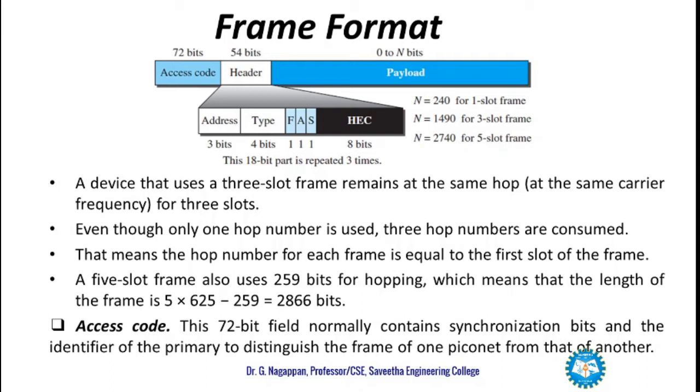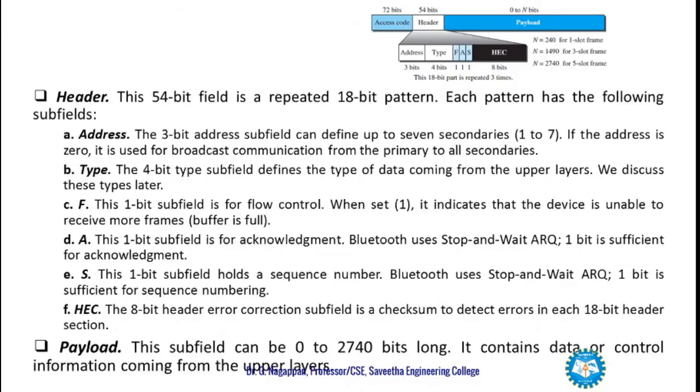So what is the access code? This 72-bit field normally contains synchronization bits and the identifier of the primary, to distinguish the frame of one piconet from that of another. What about this header? The header part is a 54-bit field and it is a repeated 18-bit pattern. Each pattern has the following subfields.